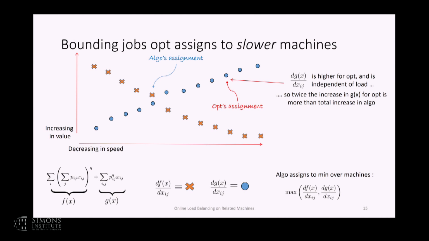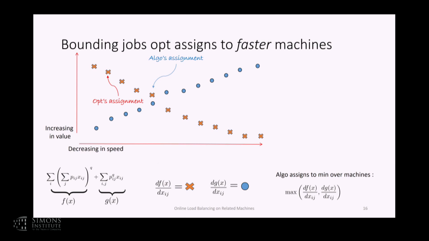The trickier case is if opt went to a faster machine. Here it is true that in the algorithm, on that faster machine, I have a larger derivative on f. But that's in the algorithm. Maybe opt was clever and had a very small derivative on the value of f on that machine. Okay, so how do we get around this?